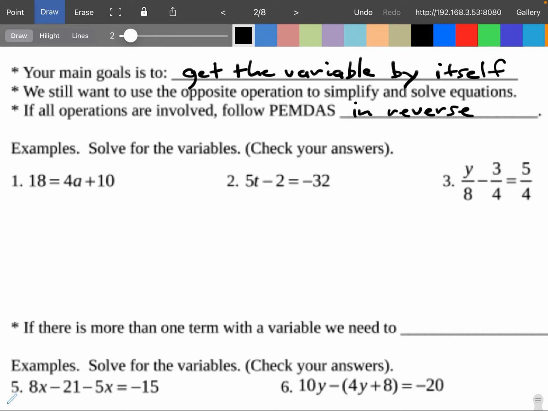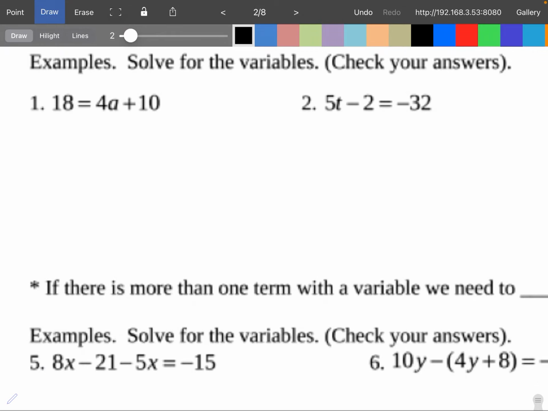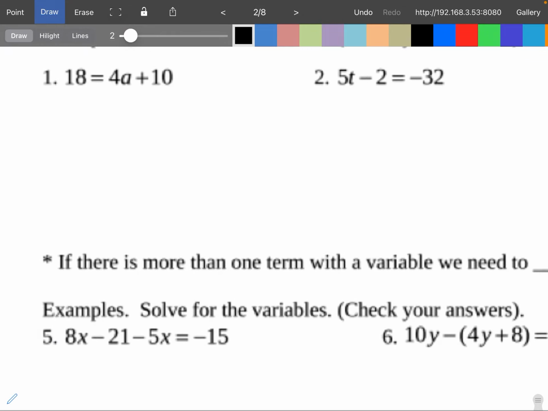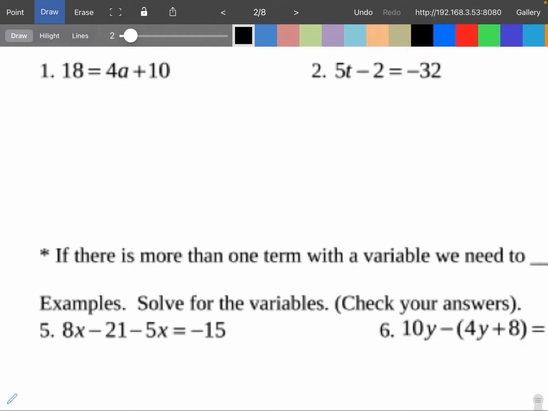Okay, so let's do the examples. So the lesson here is really there's not a lot of notes. We just got to do the examples. So let's look at 1 and 2. So what we're going to do is we need to get this term by itself. So how would you get rid of that plus 10? Yeah, we'd subtract 10. So we're going to go minus 10 on both sides.